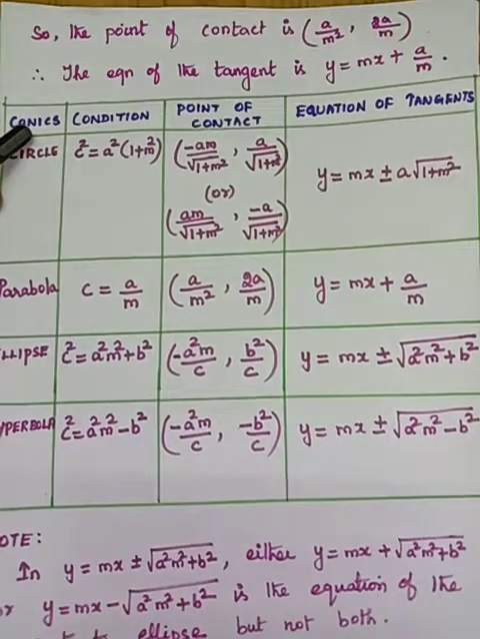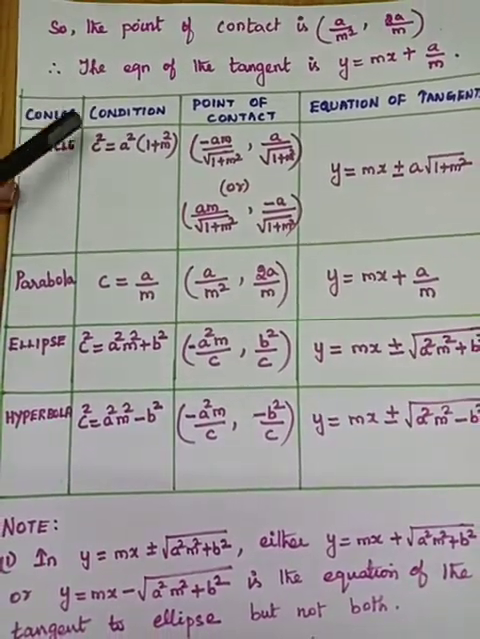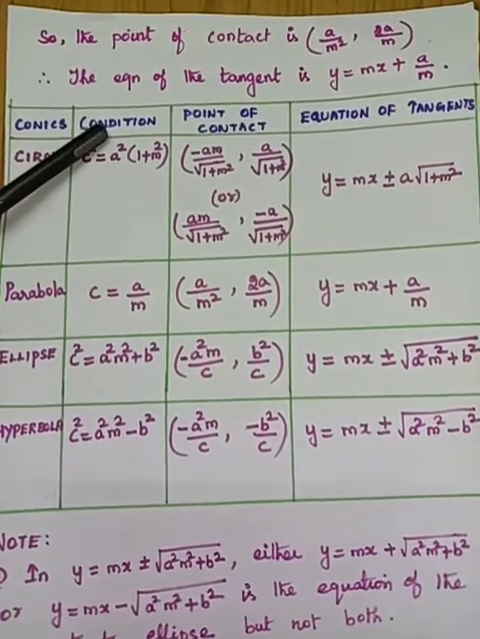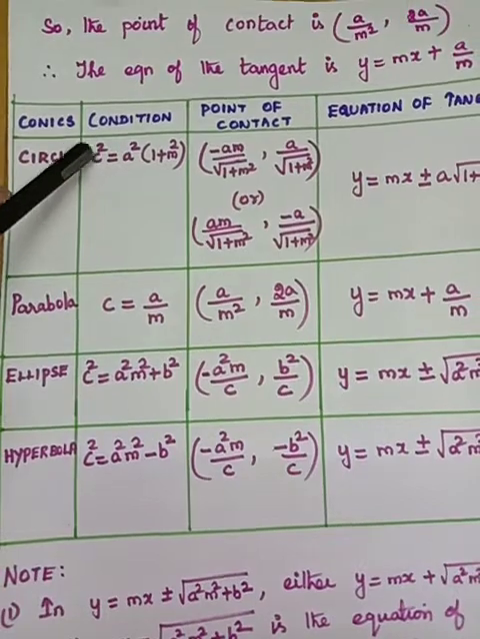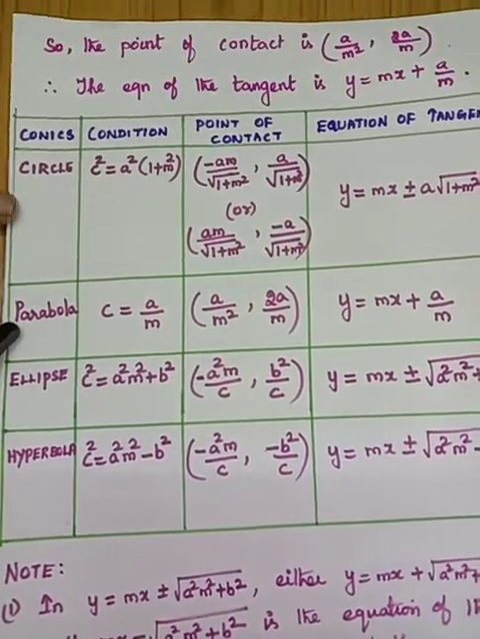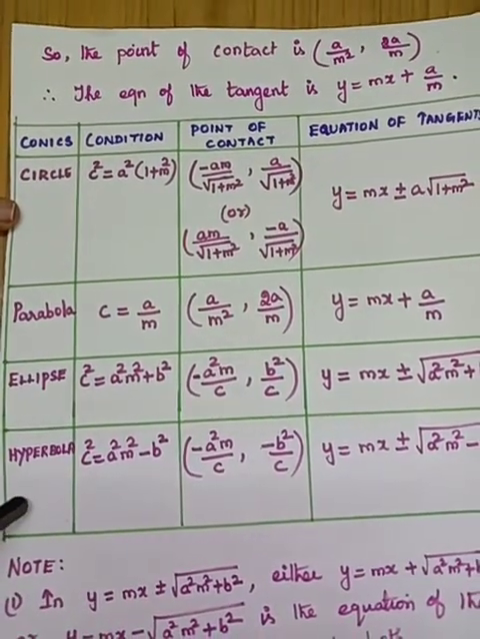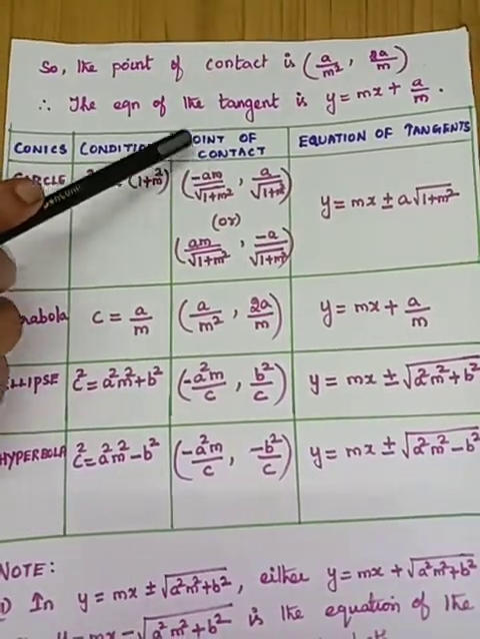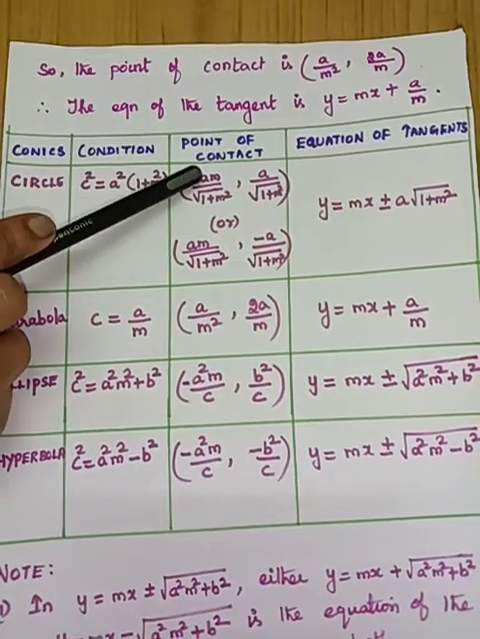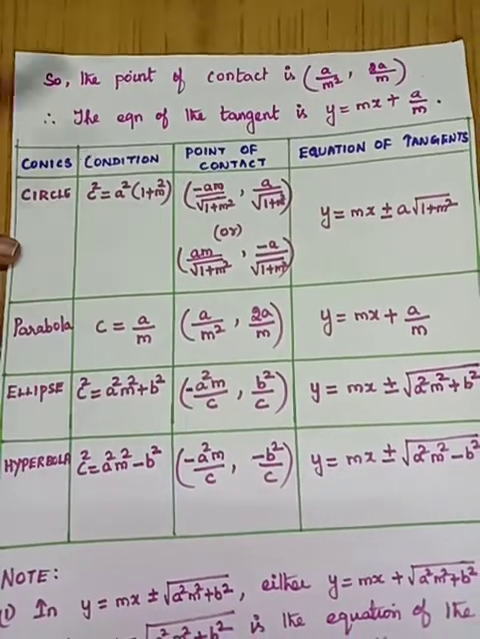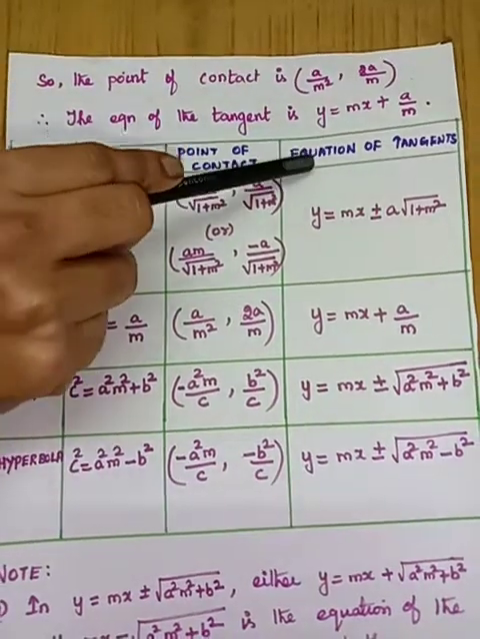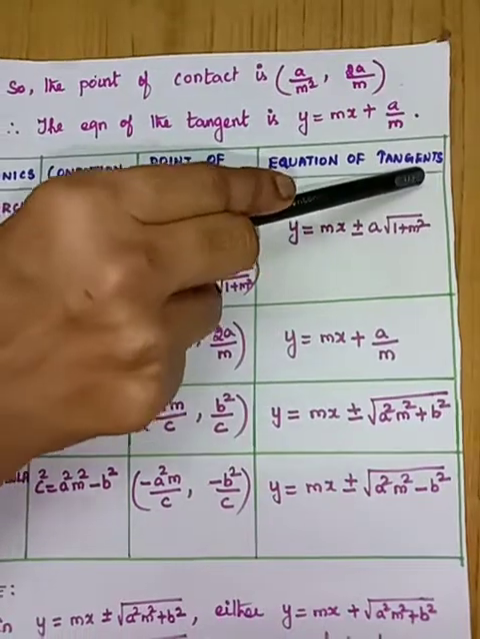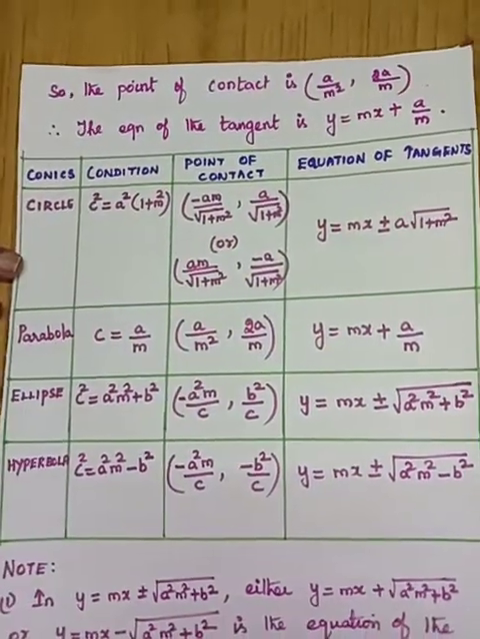Already we have found for circle, that also I have included in this tabular column. See that here the conics I have written, and here the condition. What is the condition? Condition for the line y is equal to mx plus c to be a tangent to the circle, parabola, ellipse and hyperbola. That is the condition I have written here. Next, the point of contact of the curve and the tangent, that is x1, y1, in this column I have written. Next, the last column we have tabulated equation of tangents in y is equal to mx plus c form.